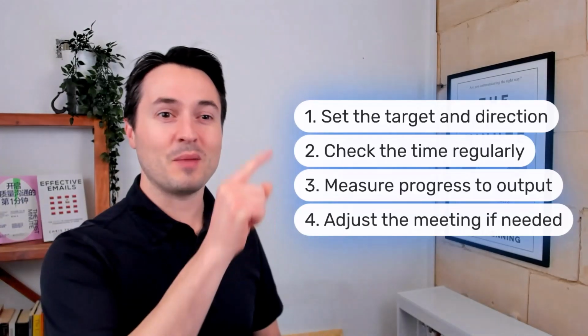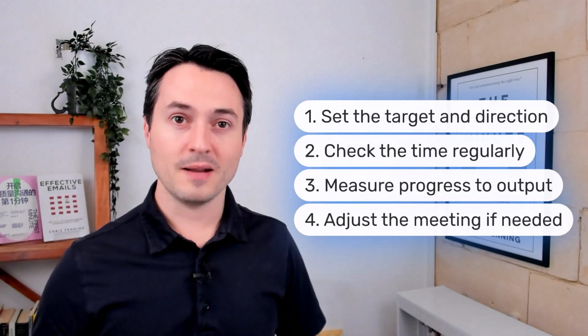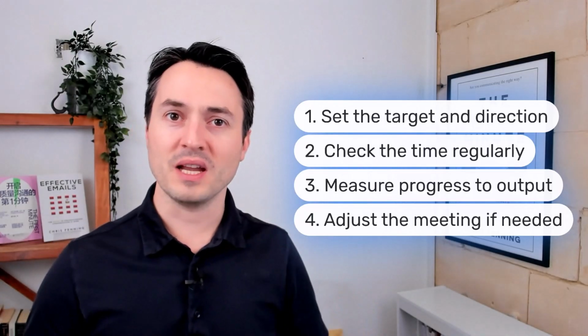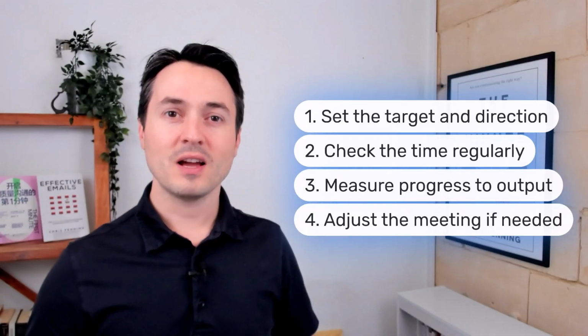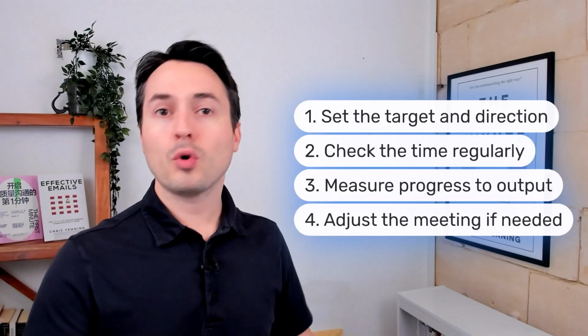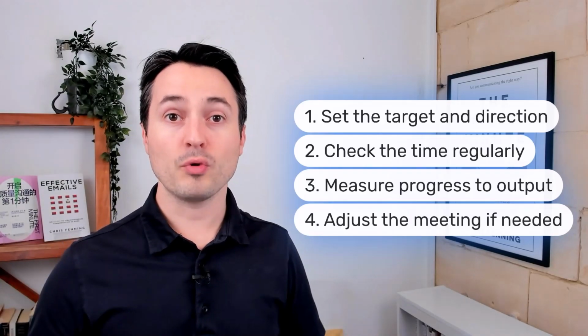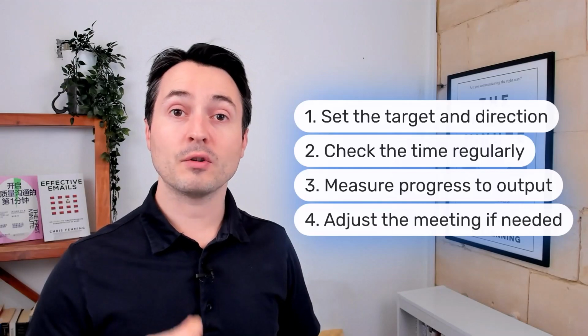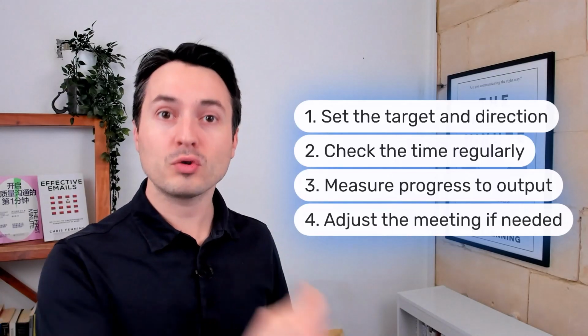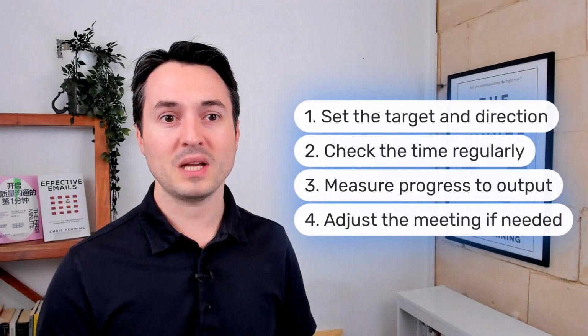The second step is check the time regularly. Now, I don't mean look at your watch every minute and keep track of it by the second. Look at the time a quarter, a half, 3/4 of the way through your session. Keep an eye on how time is progressing during that meeting.